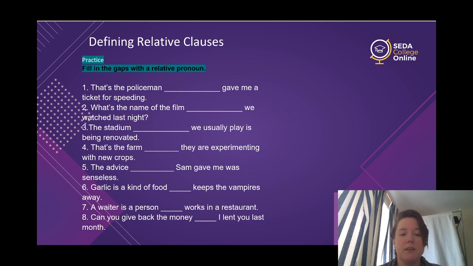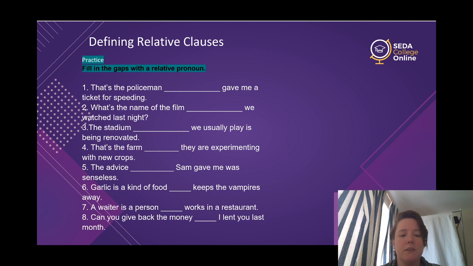So the advice, am I using is that a place, a thing or a person? Okay, you choose the correct pronoun here, guys. Relative pronoun. Number 6, garlic is the kind of food keeps the vampires away. That's true, yeah. So garlic is a kind of food. Number 7, a waiter is a person worked in a restaurant. So person, that's a good giveaway there.